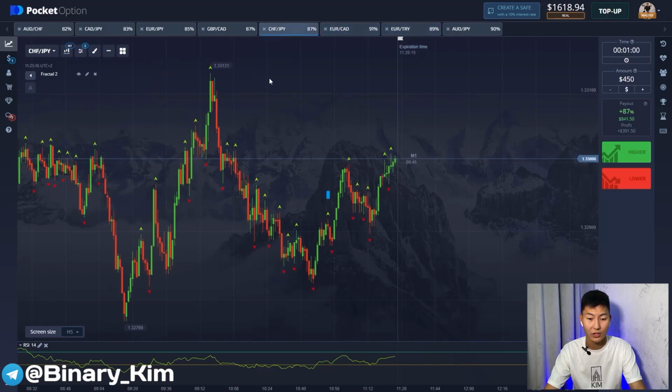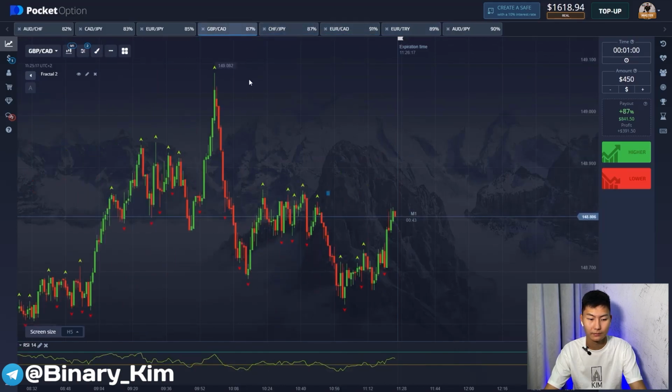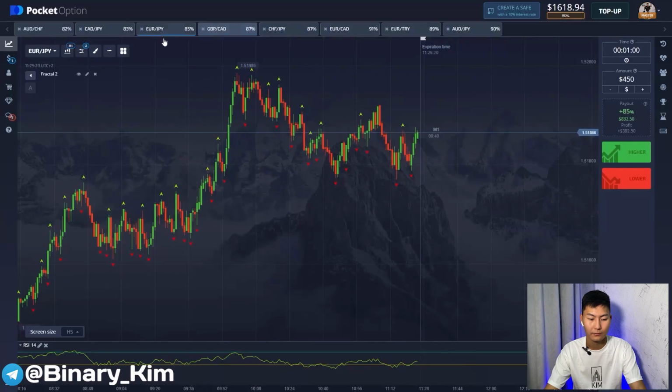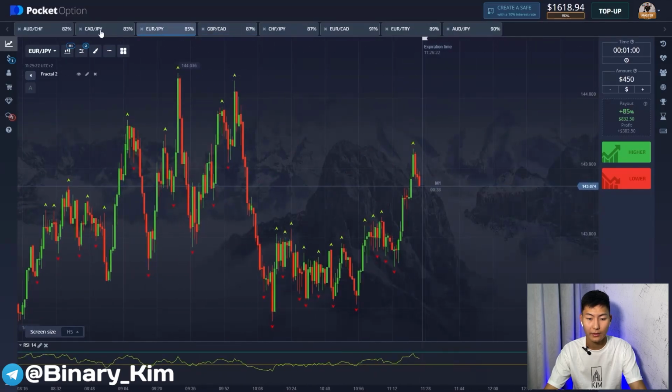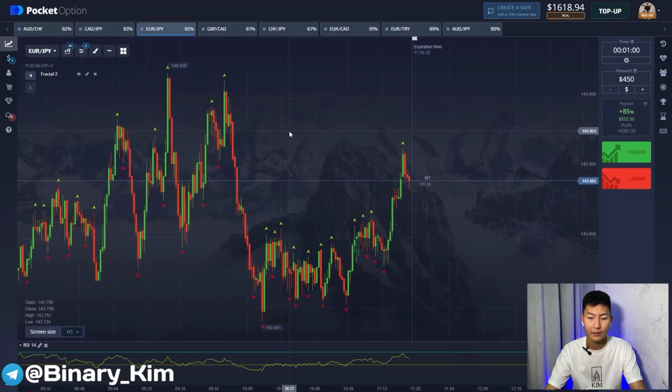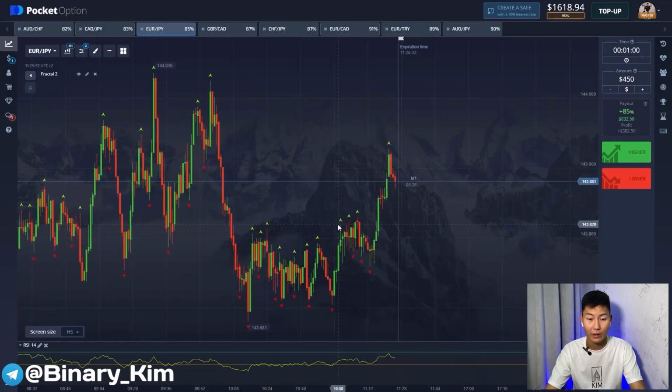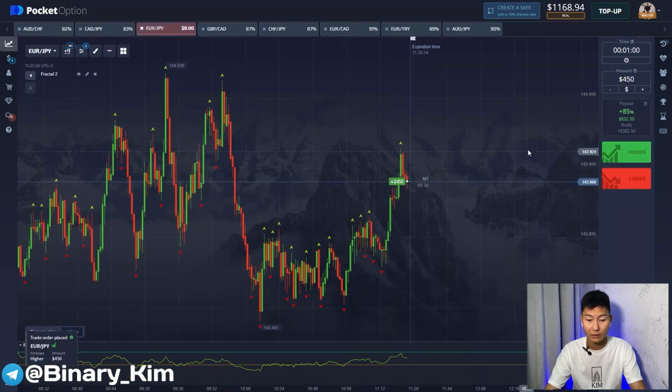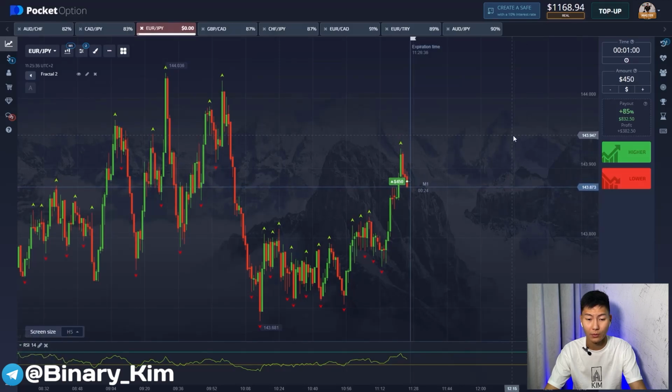So let's check it out. I don't see any clear signals so far. However, we can stop on these currency pairs. Let's take a look. Correction seems to be happening, but it looks like the upper dynamics will go on.